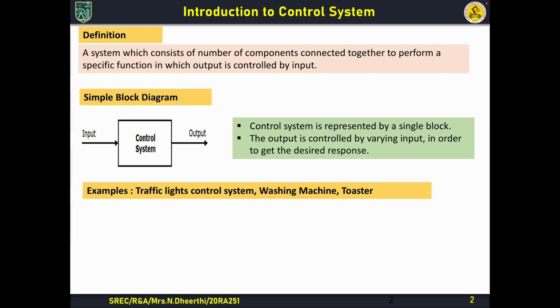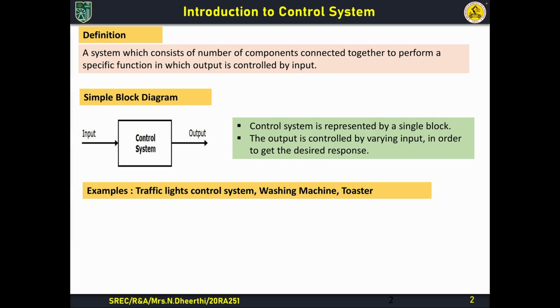We'll look into a definition for the control system. The control system is a system which consists of n number of components connected together to perform some specific function, where your output is controlled by your input. Based on the input you are giving, your output gets controlled. So the controlling process is done there. The simple definition is that a number of components are connected together to perform some specific function in which your output is controlled by your given input.